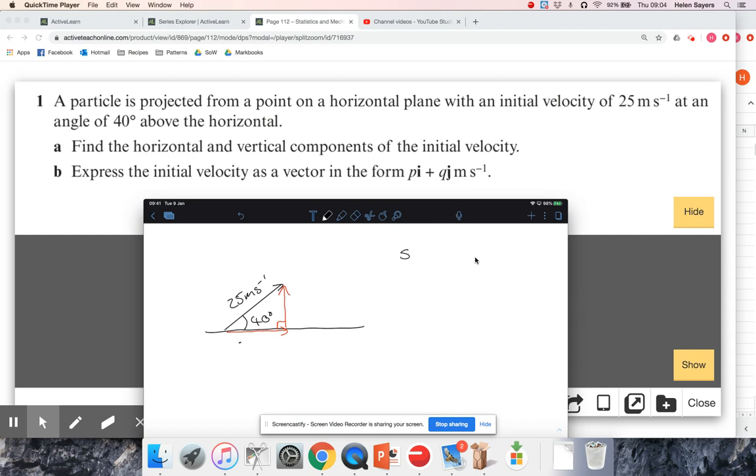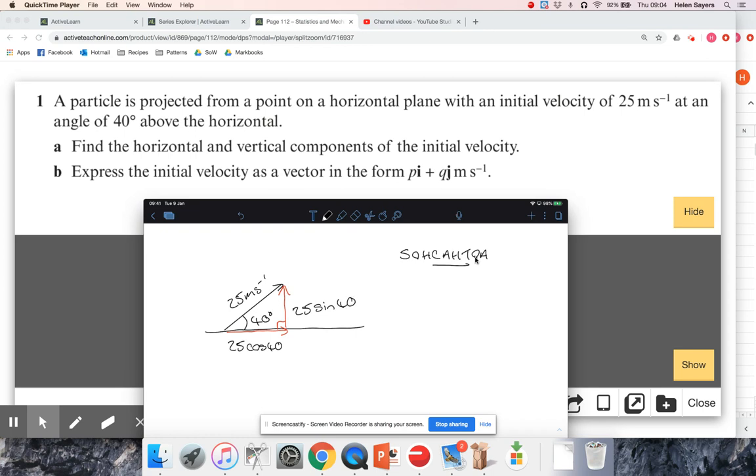So I'm sure everyone's got SOHCAHTOA ingrained in their minds. So if I'm looking at the adjacent side, I'm using cosine. So the horizontal part is going to be 25 cos 40. And then when I'm looking at the vertical component, that's opposite the 40 degree angle, so that's going to be 25 sine 40.